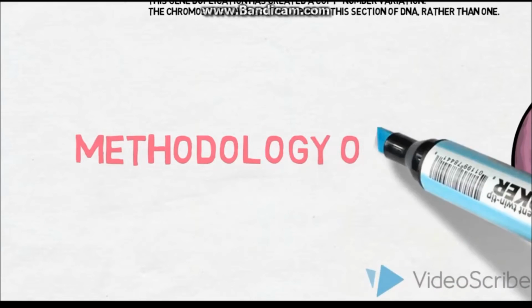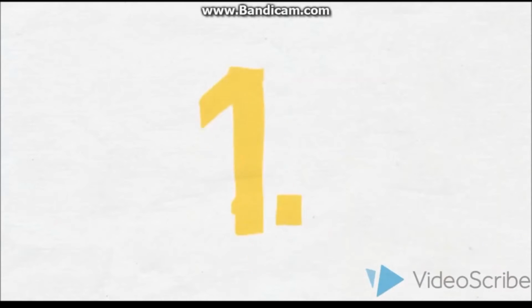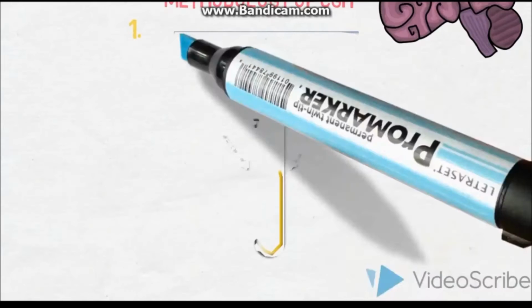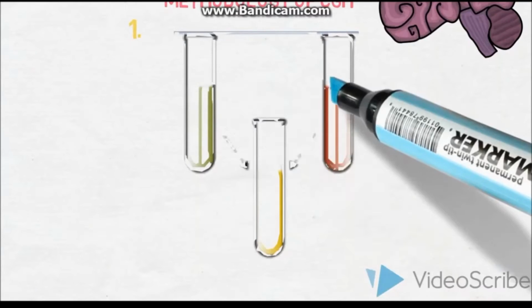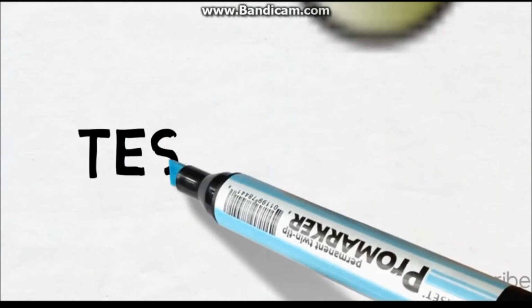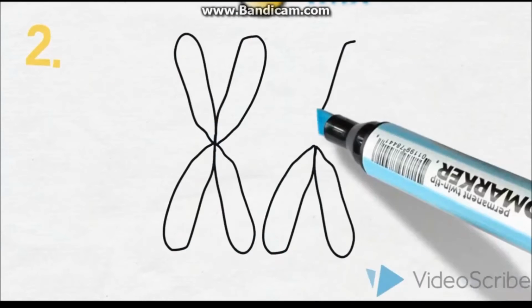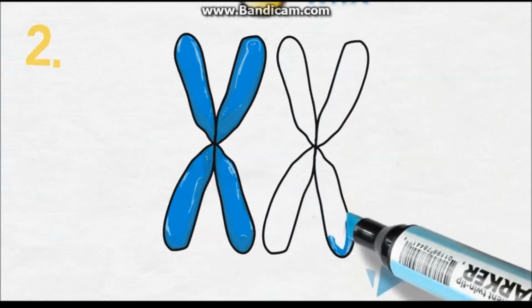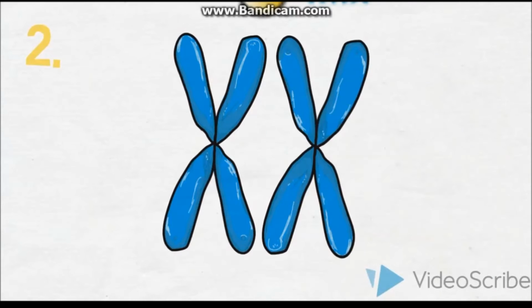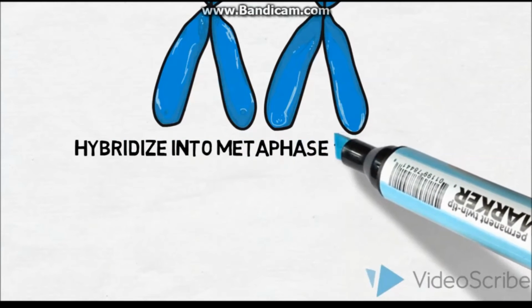Methodology of CGH. The first step is the DNA labeling of each DNA sample with a different color of fluorophore. The test sample and reference sample are then mixed at a ratio of 1:1. And then the second step is the hybridization of the mixture onto a metaphase chromosome.